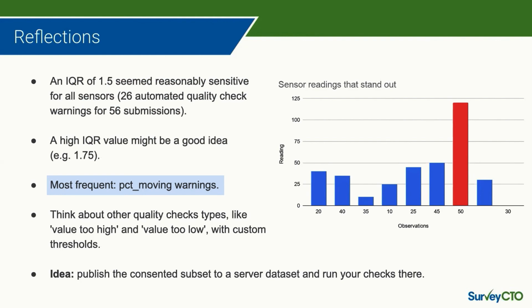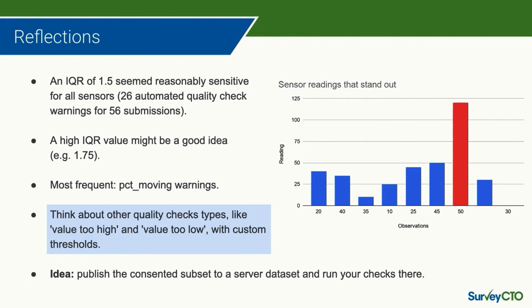In our limited exploration, our most frequent warning type for sensor statistics was from the percentage moving statistic. Maybe that was also because our data collection exercise involved walking around, whereas sitting in somebody's living room answering questions probably involves much less moving, so lower movement scores.